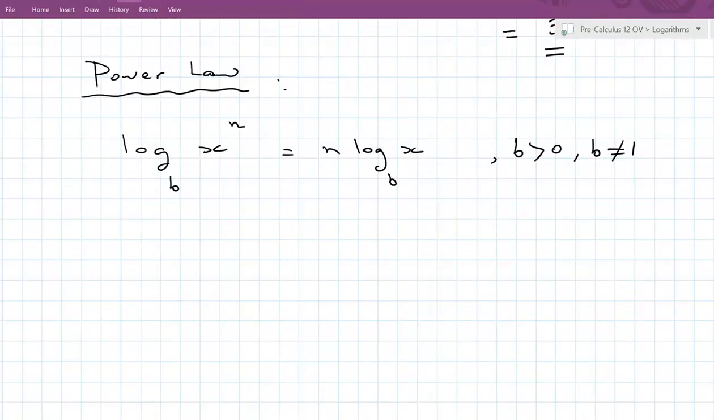Excellent. So the third one is the power law, same as the power law for the exponents, same idea here. Okay, so here is the law, and we talked about that actually in the last section. So you just bring the n to the front.